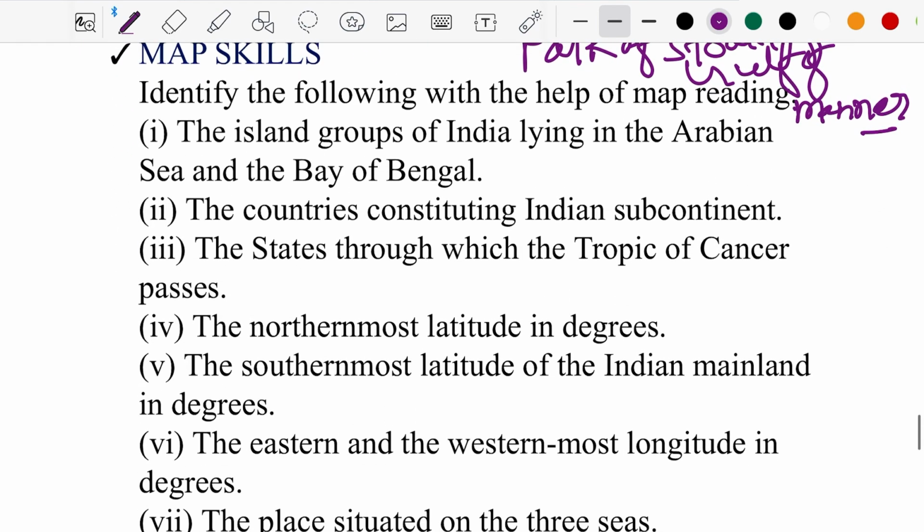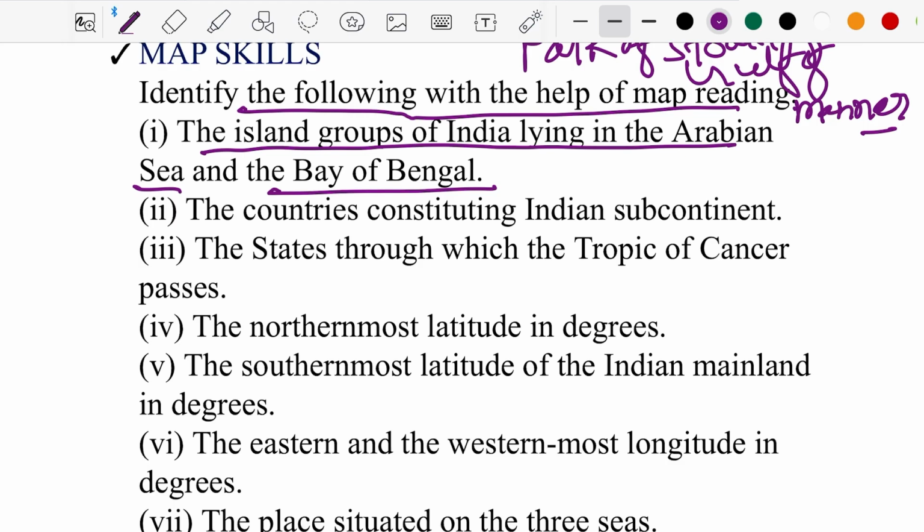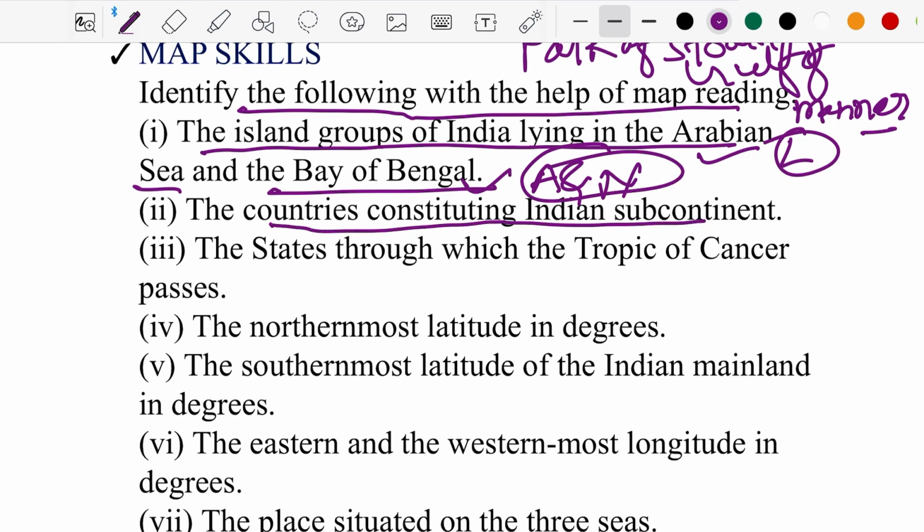Next, identify the following with the help of map reading. This is the map reading skill that you can go through. The island groups of India that lie in the Arabian Sea and the Bay of Bengal. In the Arabian Sea it is Lakshadweep, and in the Bay of Bengal it is Andaman and Nicobar. Countries constituting the Indian subcontinent: there are 7 countries, Pakistan, Afghanistan, China, Nepal, Bhutan, Bangladesh, and Myanmar.